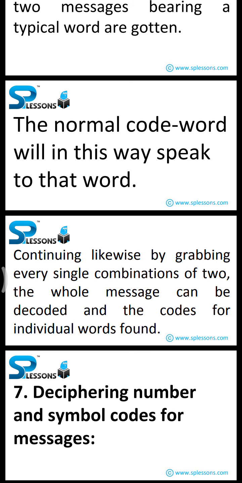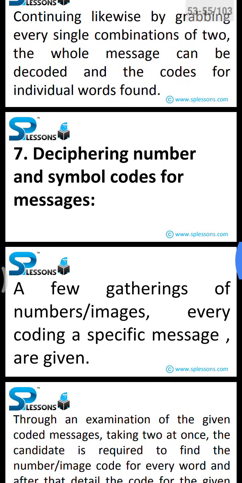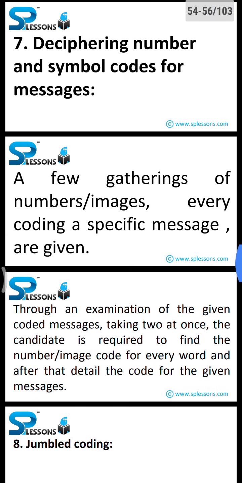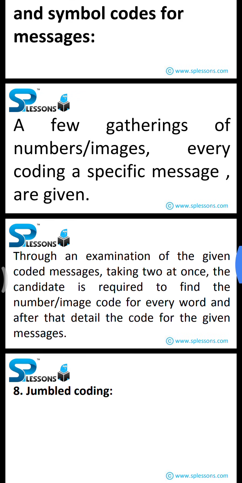The seventh type is deciphering number and symbol codes for messages. A few groups of numbers or images, each coding a specific message, are given. Through an examination of the given coded messages, taking two at a time, the candidate is required to find the number or image code for every word and after that find the code for the given messages.